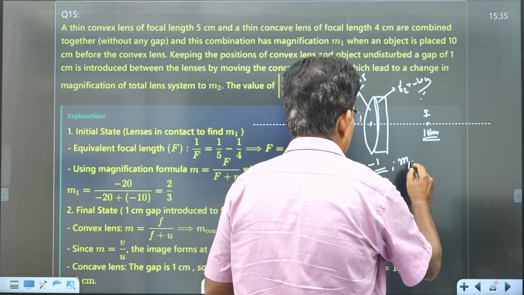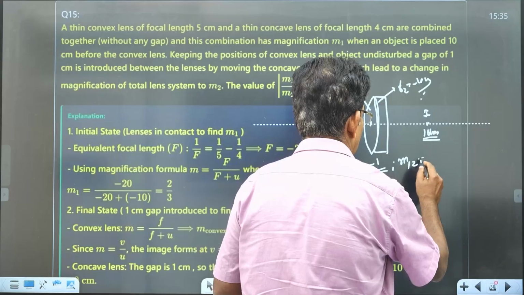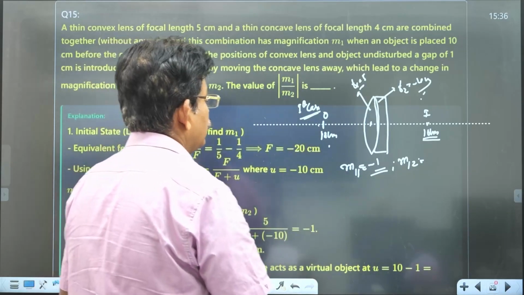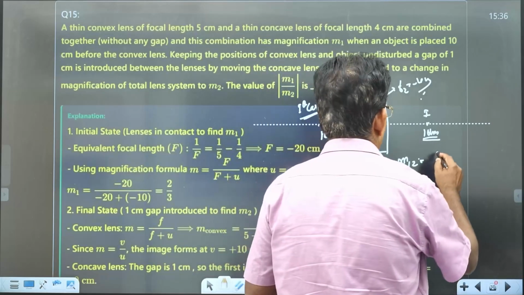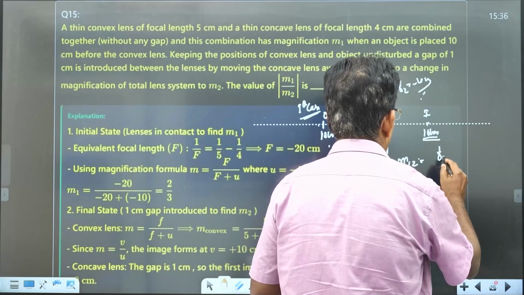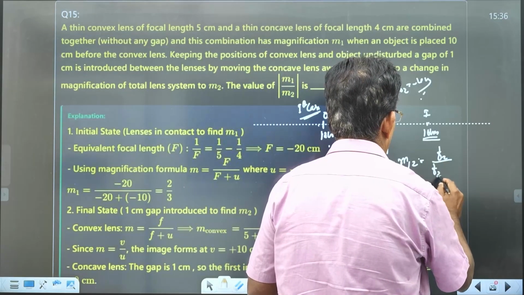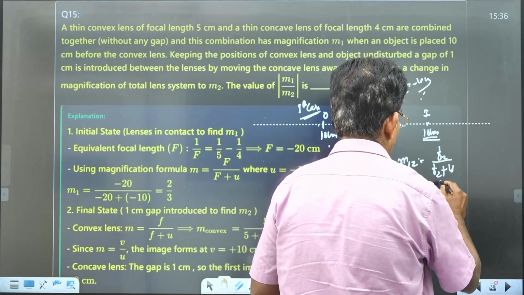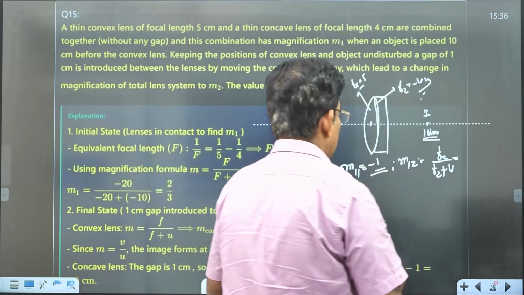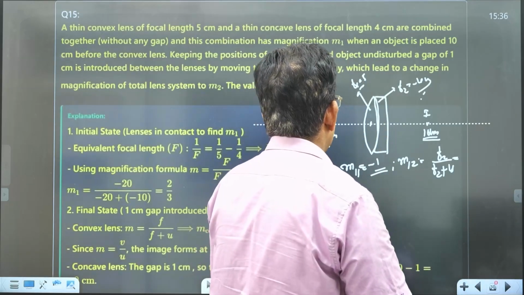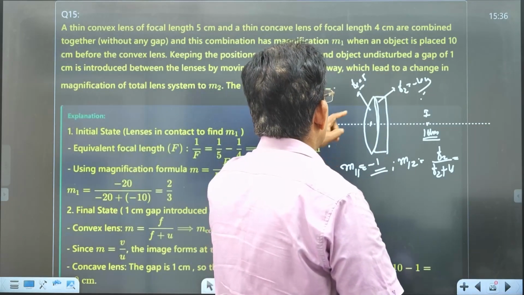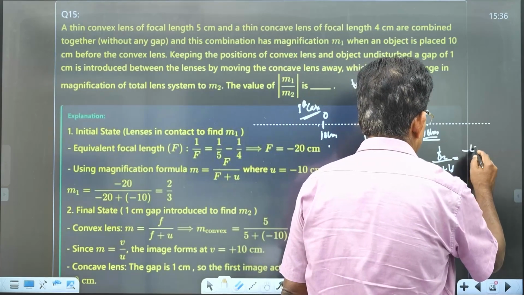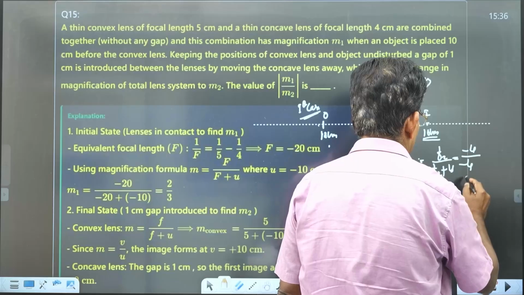First case due to the second lens, where the magnifications you can directly get f2 divided by f2 plus u. Look, f2 is what? F2 is the focal length of the concave lens, that is -4, divided by -4.